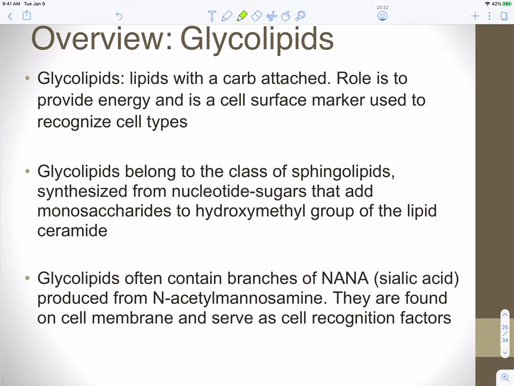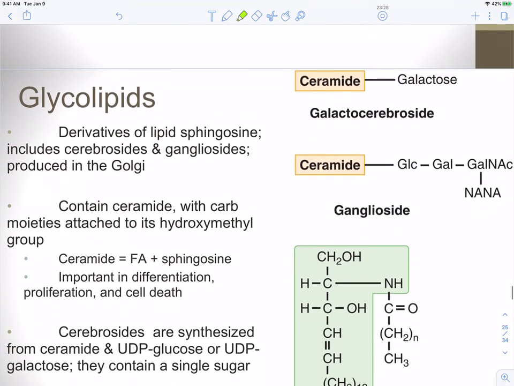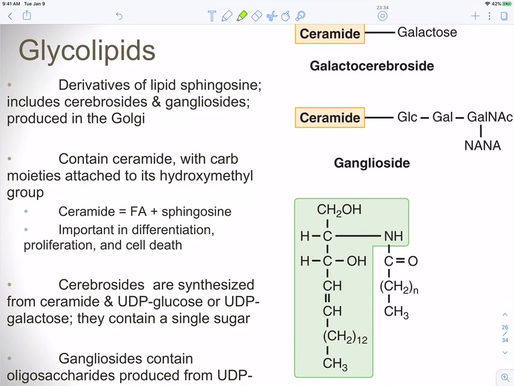They're often found on the cell surface, and they have some specificity with respect to recognition, being able to have the cell recognized. So for glycolipids, you have a ceramide backbone. They're all going to be derived from sphingosine. This includes your cerebrosides and your gangliosides that are in the Golgi apparatus. Ceramide is basically a fatty acid plus sphingosine. And your cerebrosides are synthesized from ceramide by adding UDP glucose or UDP galactose.